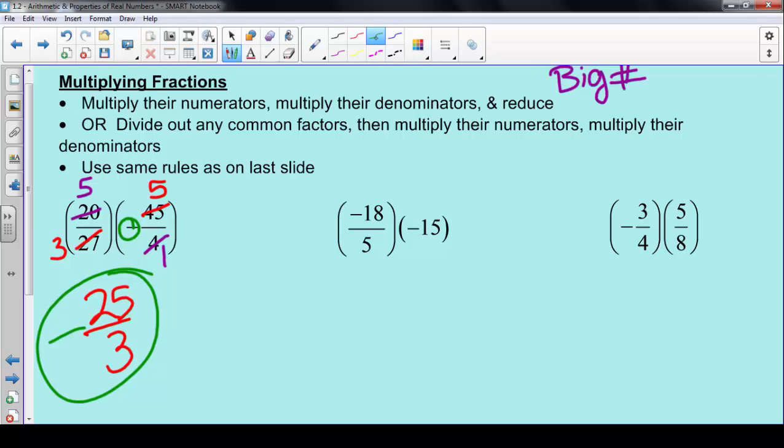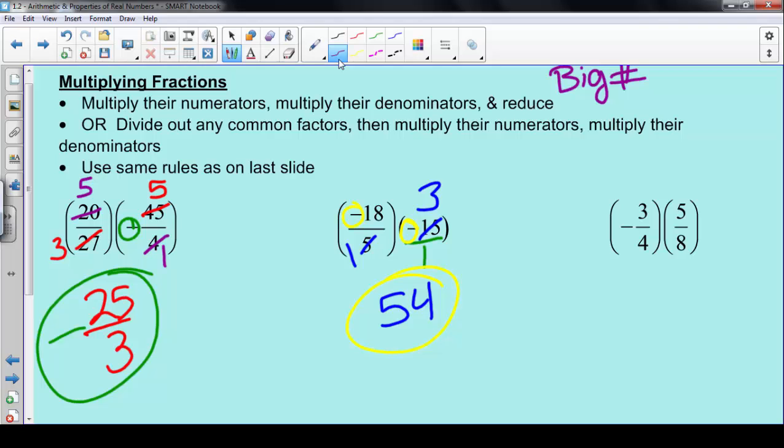So next one, in this negative 15, we can put it over 1 if that helps us work with the problem. So now notice with the 5 and the negative 15, we can actually divide out a 5. So 5 divided by 5 is 1. 15 divided by 5 is 3. And we can just multiply across. 18 times 3 is 54. 1 times 1 is 1, so we don't need to put it as our denominator. Negative times a negative is a positive, so our answer is positive.